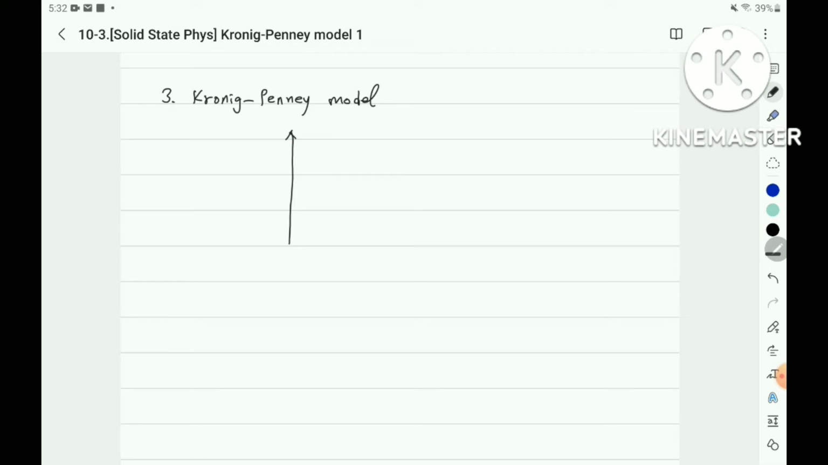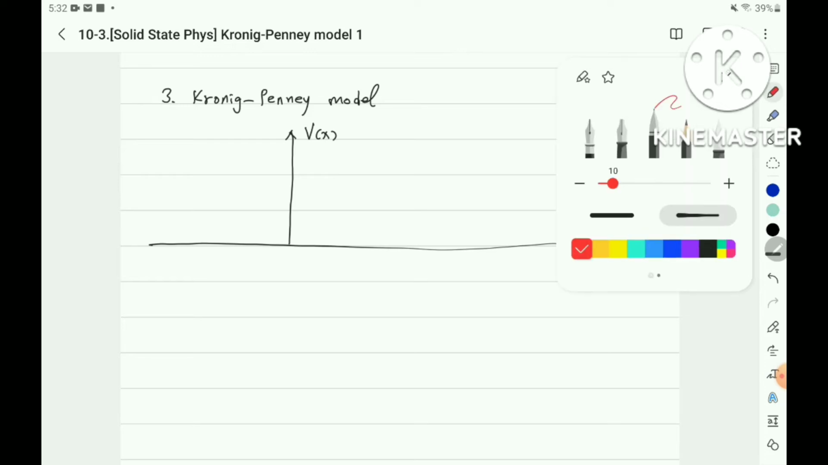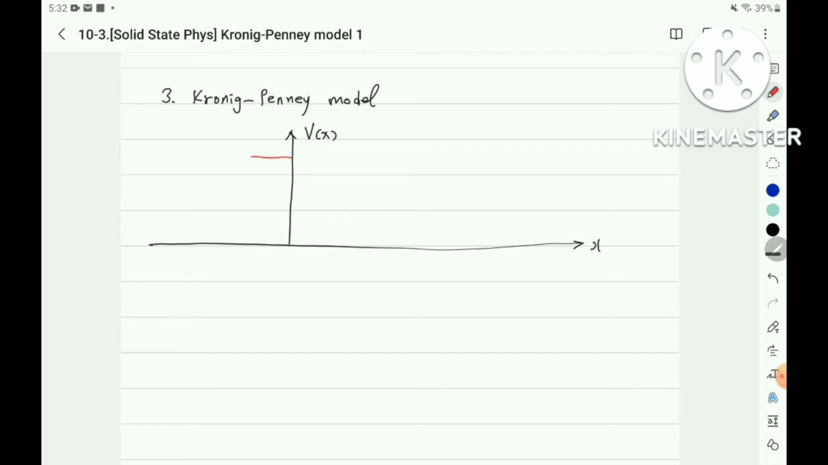And here, this is energy. It is a potential, V(x), and it is x. It is one-dimensional. Then let's assume that the potential height is V0 and the potential width is b, and the potential distance is a, like this. It is a and a plus b, like this. Minus a minus b, like this.